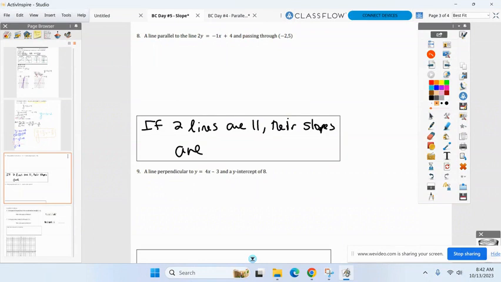Anybody remember last year? I'm pretty confident you guys did this. If two lines are parallel, their slopes are always equal. Dylan, yep. Same, equal, congruent. Yep, I'm going to use equal.